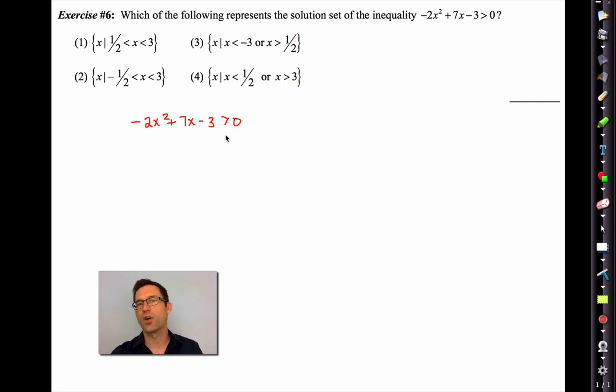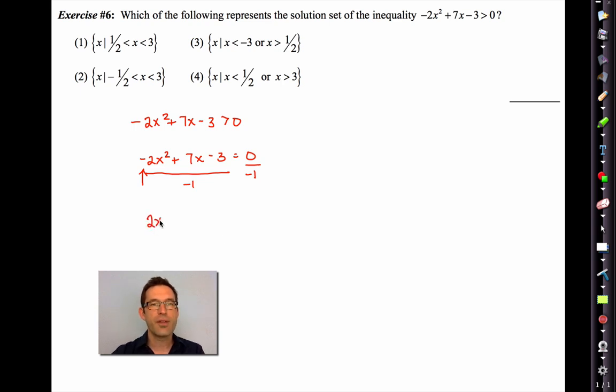Well, the first thing I'll do, since it's already compared to 0, is I will turn that thing into an equation. Okay? Now, I don't know about you, but when the leading coefficient on a quadratic equation is negative, to me, I have a much harder time factoring it. So what I'm going to do is divide both sides of this equation by -1. Now, the effect that's going to have is it's going to make the -2x squared into a positive. But remember, we have to distribute division, so that 7x is going to become a -7x. And that -3 is going to become a +3, right?